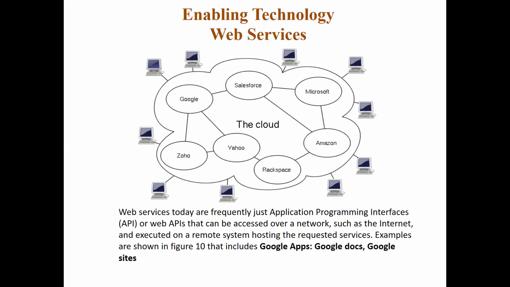For example, we know all the examples, right? Google Apps, Google Docs, Google Sites. Actually, we have more than this. So this is the third enabling technology: virtualization, hypervisor, web service. This just briefly gives you the idea of what the cloud is. You know Microsoft, Amazon, Yahoo, Zoho, all of these.